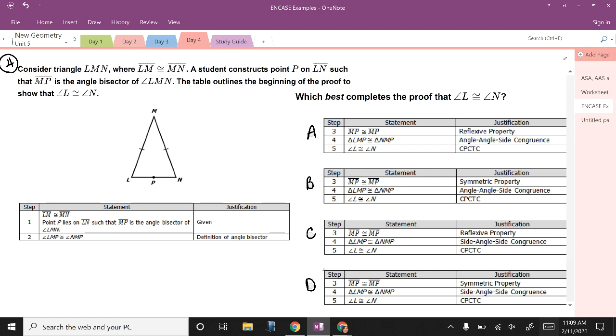Talk to each other. Talk to each other. Talk to each other. They start it, you finish it.